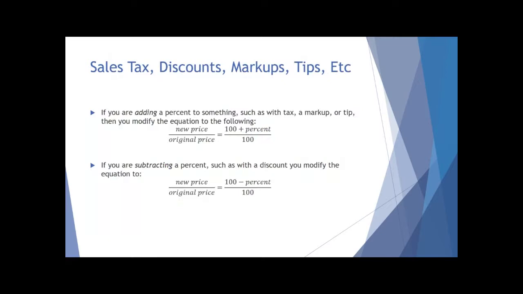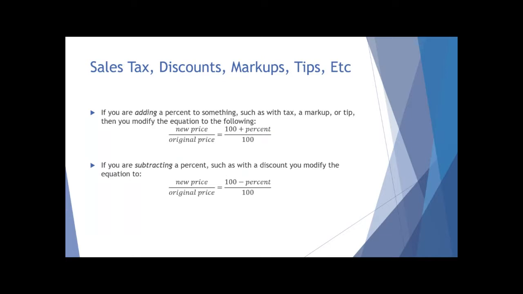Okay, so moving on to actual word problems, and this is where this stuff shows up in real life. If you're doing anything with sales tax, discounts, markups, tips, a lot of things that involve money, you are adding a percent to something. With tax you're adding things on. If you're selling something and you're marking up the price, you're adding on to it. If you have a bill at a restaurant, you're adding in tip.